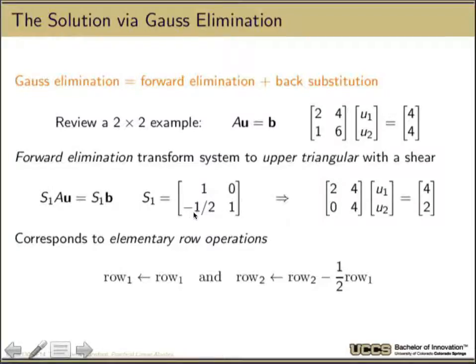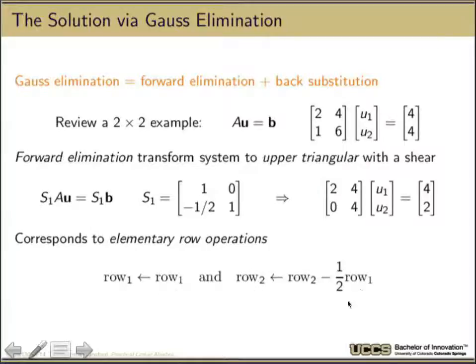So if we shear it by minus a half and 1, 1, 0, that matrix there, we can shear this 2, 4, 1, 6 into 0, 4 on the bottom row, right? Which is really just 1/2 times the first row plus 1 times the second row, and it disappears. And so in general, for this example, row 1 goes to row 1, and row 2 goes to row 2 minus 1/2 times row 1.